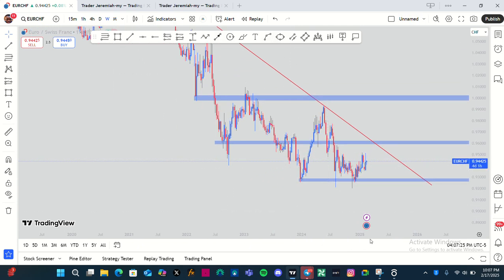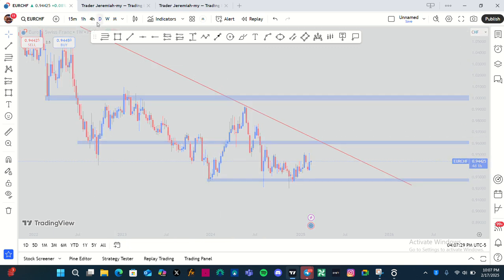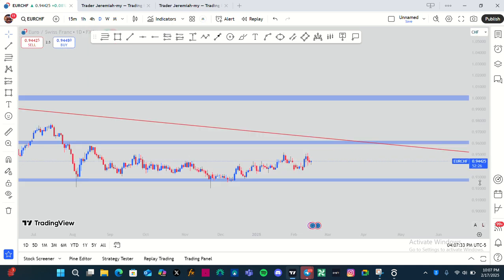So now I already identified it. I'll just be waiting for price to come into the zone on the daily or on the 4 hour time frame.